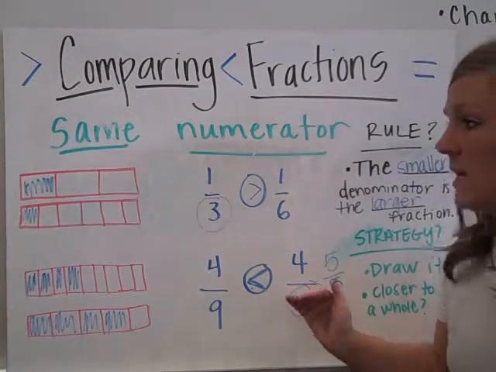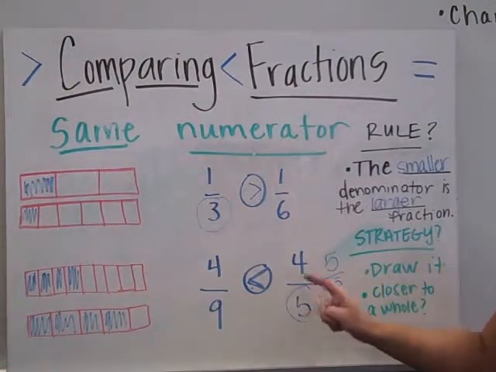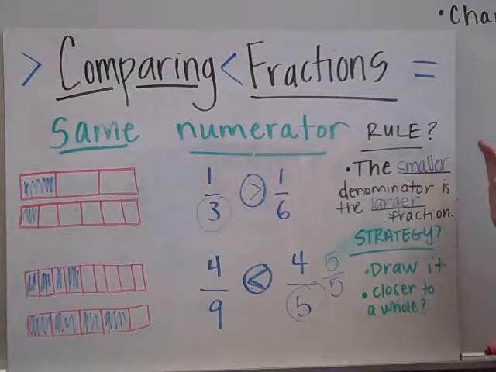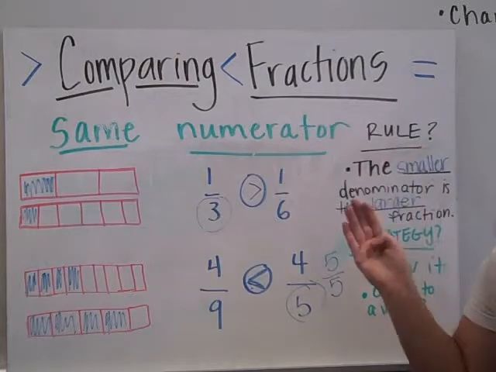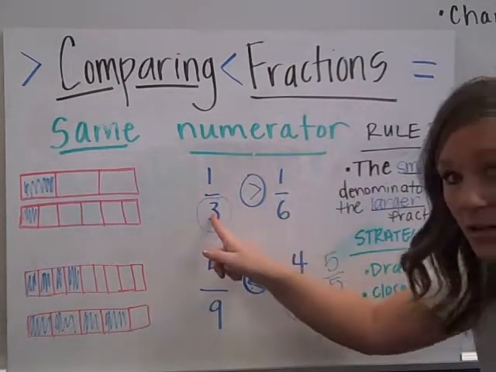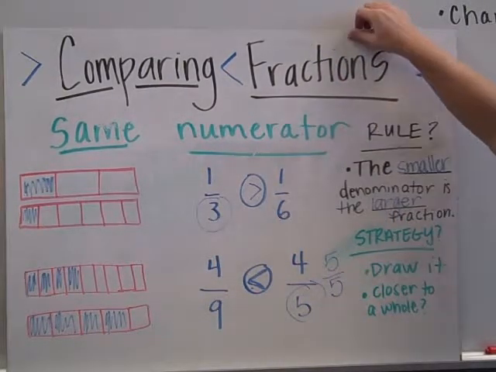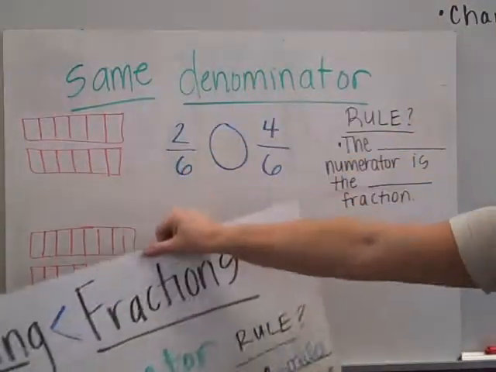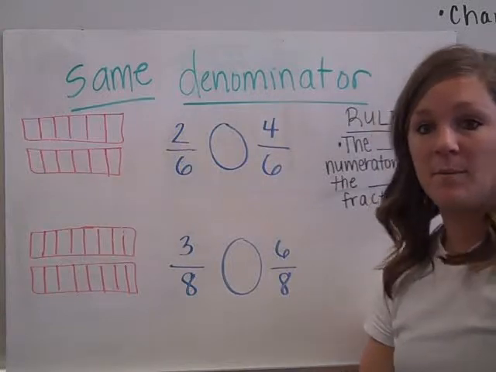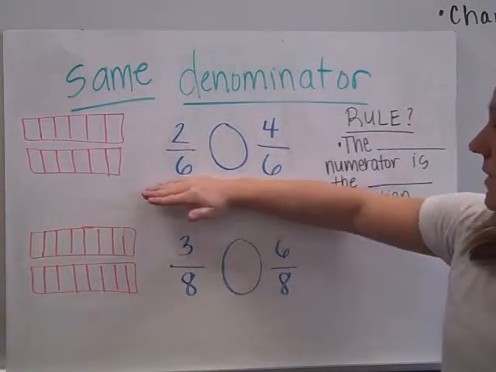So any way you want to think about it, you can draw the picture and shade to compare. You can think about which one's closer to that whole. Or you can use the little rule, which is the backwards thinking. When the numerators are the same, you want to pick the smaller denominator as the larger fraction. All right. Now, when you have the same denominator, it is easy peasy because you're simply looking at the numerator to compare. So here we're going to compare sixths.